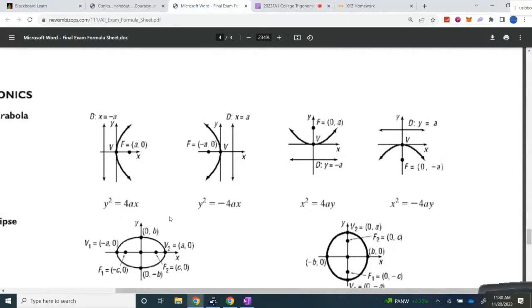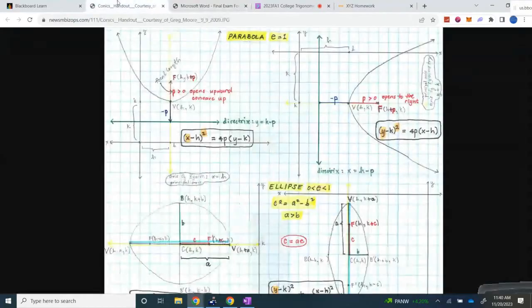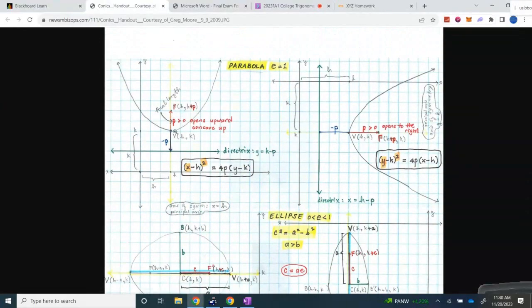formula sheet, just notice the model forms. y squared is equal to 4ax, y squared is equal to negative 4ax, x squared is equal to 4ay, x squared is equal to negative 4ay. If you take a look at that handout I passed out, notice that these model forms are totally different. If we look at this first model form, it's not x squared, it's x minus h. I didn't give you one, I'm sorry.